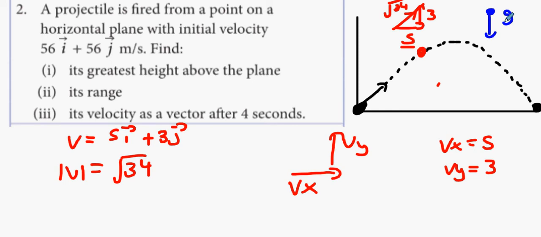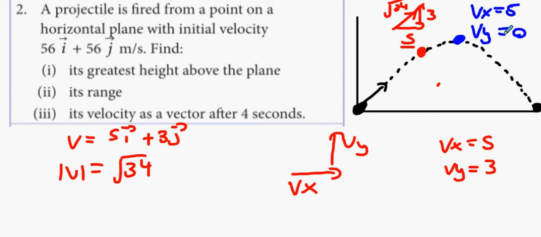Okay? So, with this in mind, the Vx value always stays the same. What's the only thing that will change? The Vy value. Do you get that? Now, at its greatest height, what do you think happens to the Vy value? Is it going up or down at its greatest height? No, it stops temporarily, just for a second. So what does that mean about the Vy value? The Vy value is 0. You got it? And the Vx value will still be the number 5.